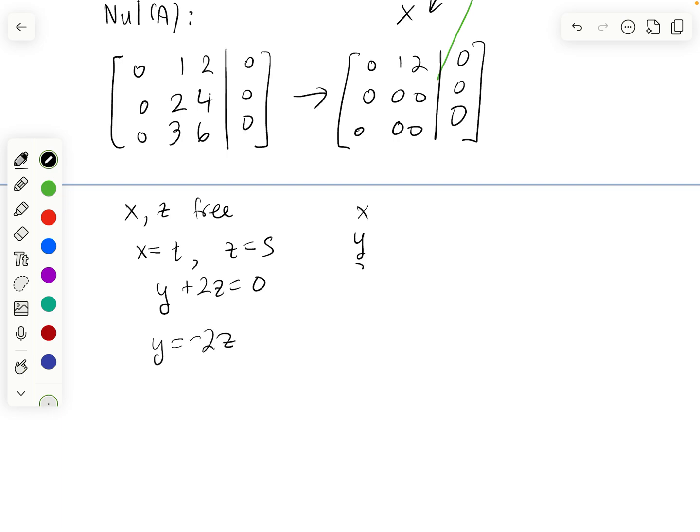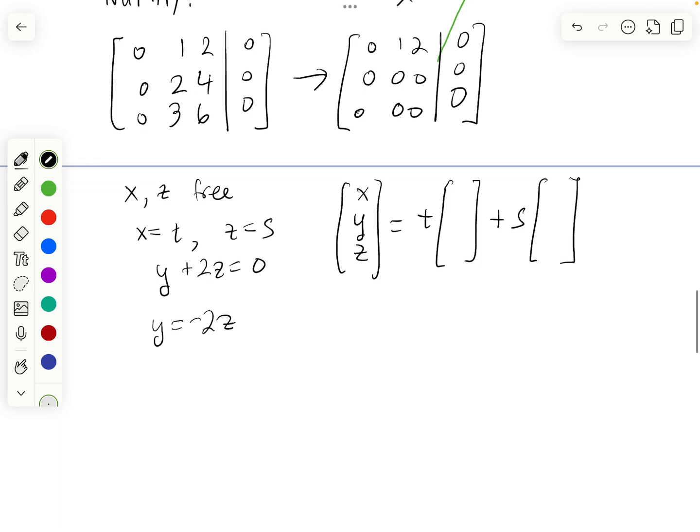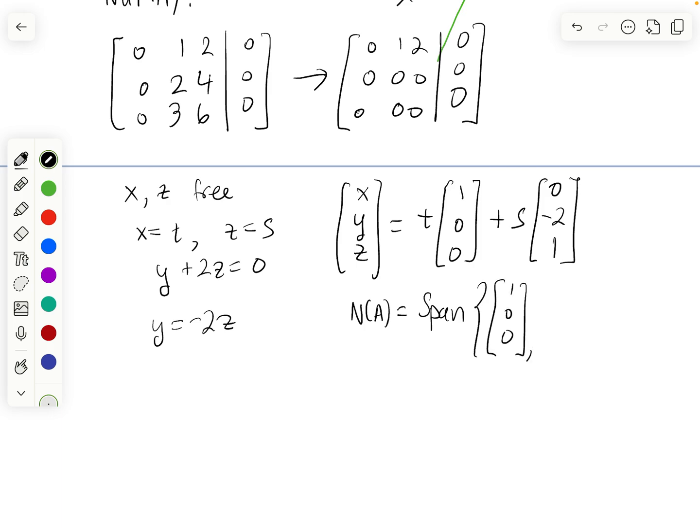So then we can write that (x, y, z) is equal to, let's just set it up, a column for t and a column for s. x is equal to t, so you have a 1 here, and then y and z are both in terms of s, so it's 0, 0. And then for s, x is equal to 1t plus 0s, and then y is equal to negative 2s, and then z is equal to s. So the null space of A is the span of (1, 0, 0) and (0, negative 2, 1).